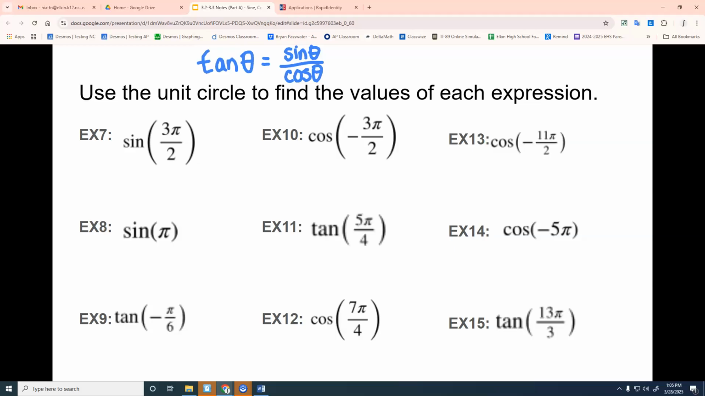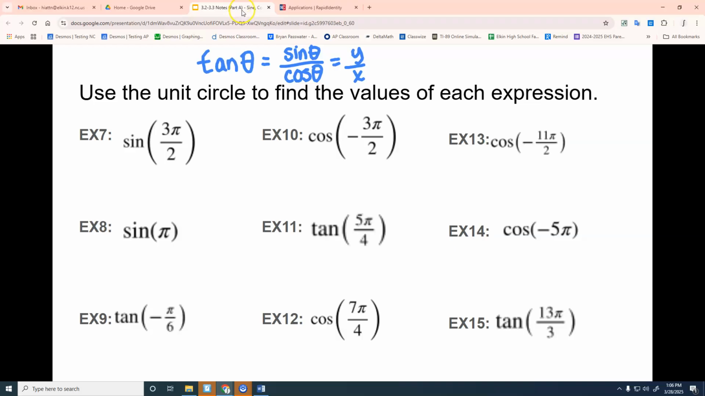But tangent is always sine over cosine. So if you see a tangent like we see in a couple places, then you need to take your sine value, which is your y-coordinate, divided by your cosine value, which is your x-coordinate. And you might have to do a little work on those. The rest of these are going to be ones that you can just spit out.